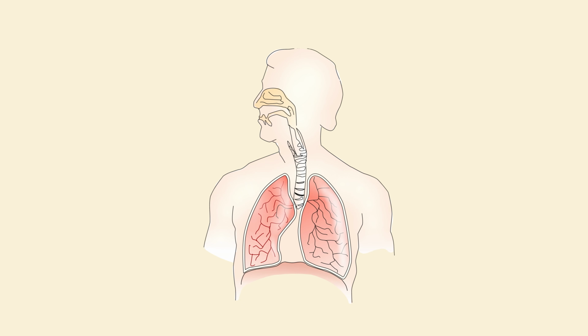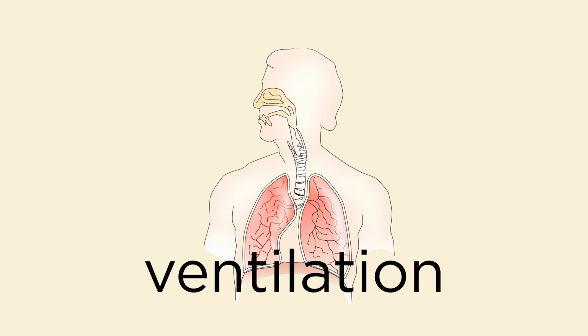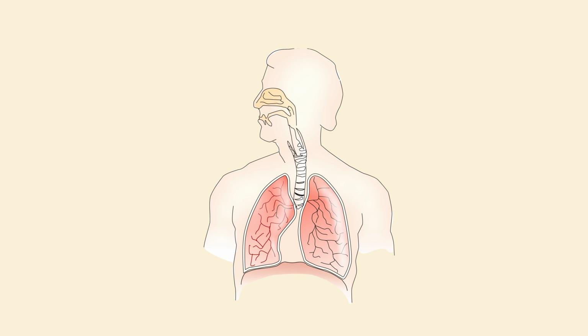Now that we understand the basic anatomy of the respiratory system, let's look into how the lungs actually bring air in and out, a process called ventilation. Although breathing seems effortless most of the time, it's a very orchestrated process involving a balance of pressures, muscle movement, and airflow.